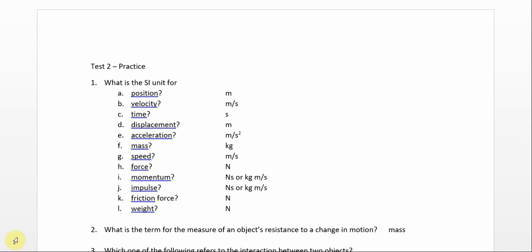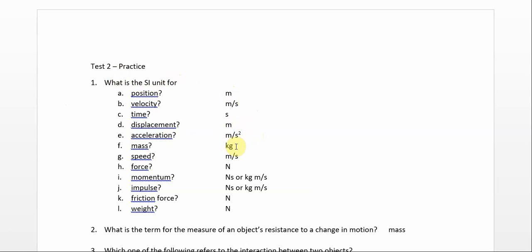In this video we're going to go through the practice problems for test 2. So let's see, what is the SI unit for position? It'd be meters. Velocity, meters per second. Time is seconds. Displacement is just change in position, so that's meters. Acceleration is meters per second squared.